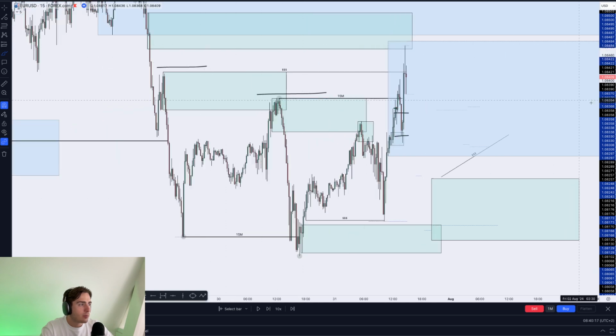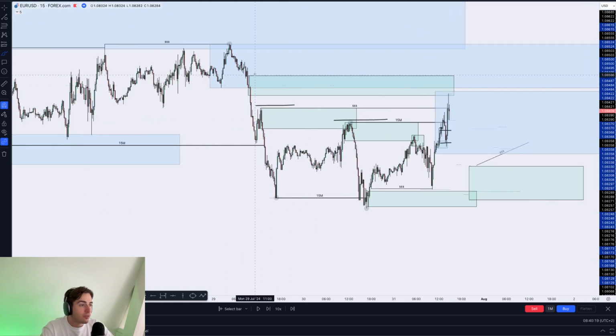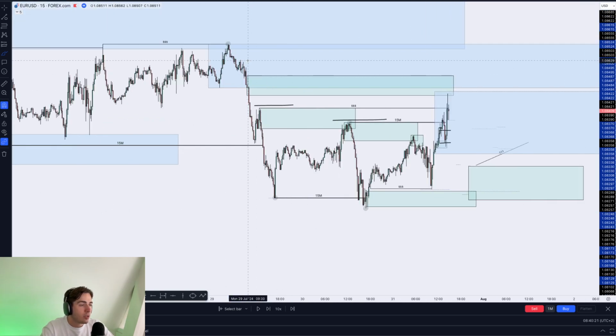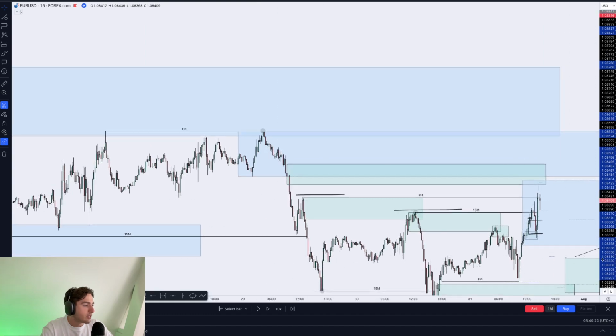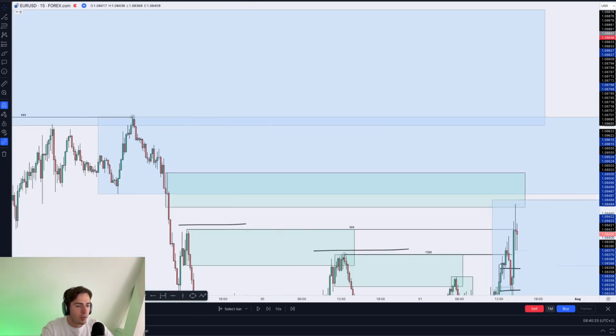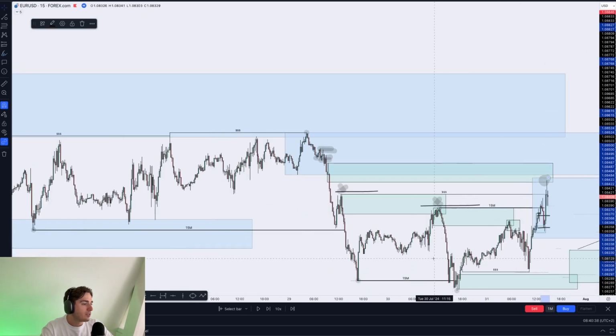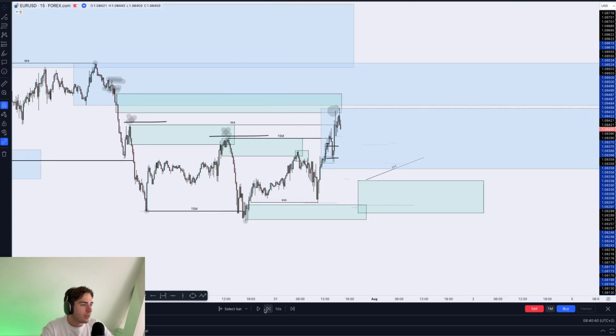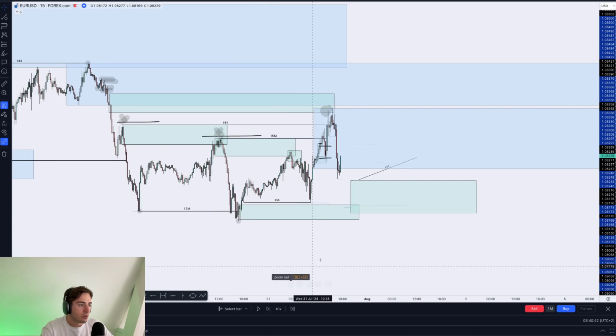We fly up in towards the only fresh 15-minute supply zone that there was. Why is this the only fresh 15-minute supply? Well, if we just look over here, we can clearly see that there's no fresh supply, let's say over here. This was the only fresh one. We have liquidation right below it, and therefore you can see the tap, and then what you'll now see is boom, that reversal in towards the downside.